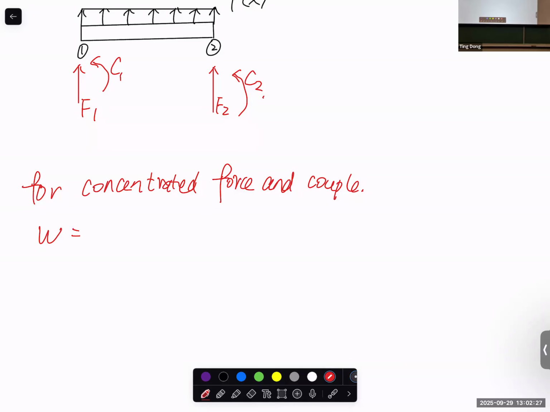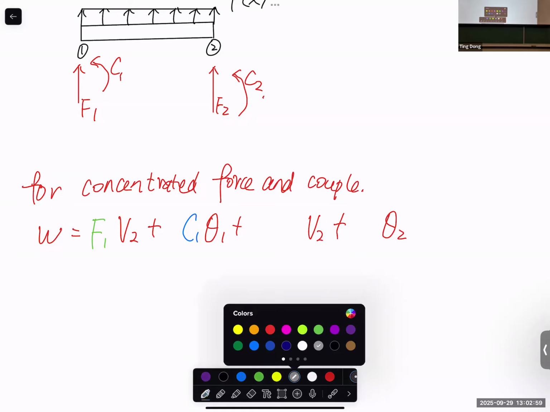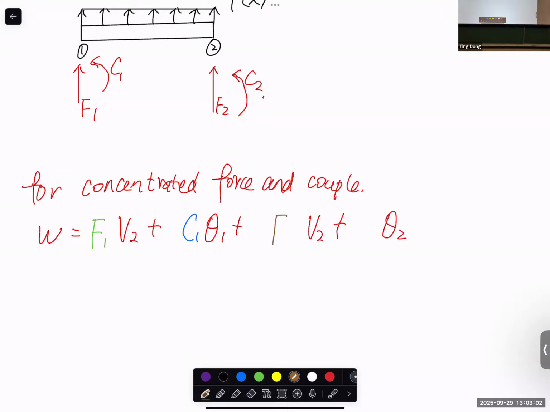I use a different color because we need to figure out this part later. Let's first write V1, theta 1, V2, theta 2, and C1, F2, C2.